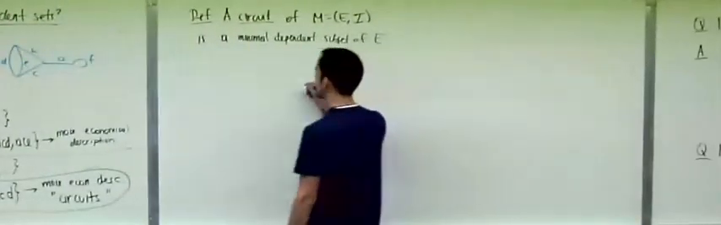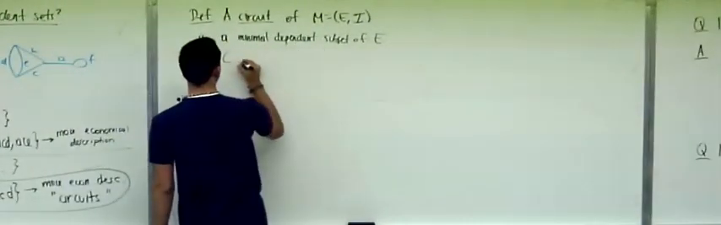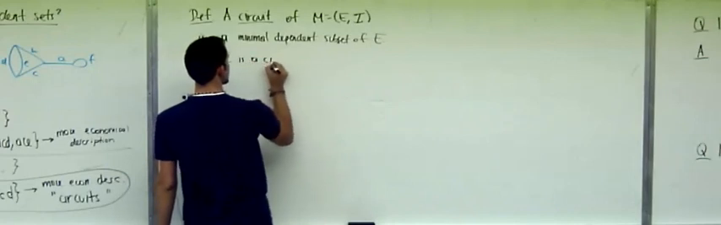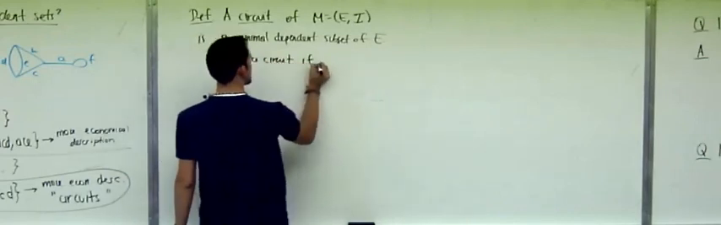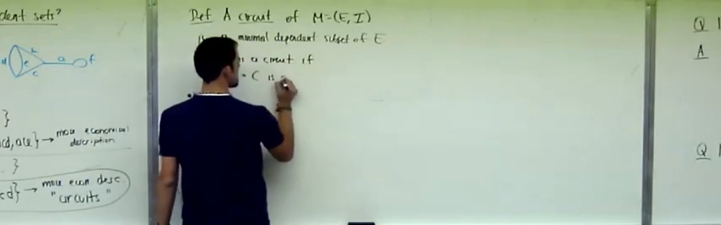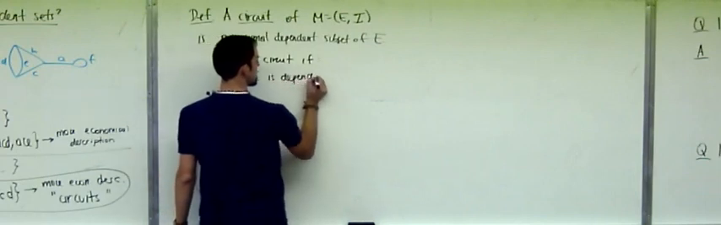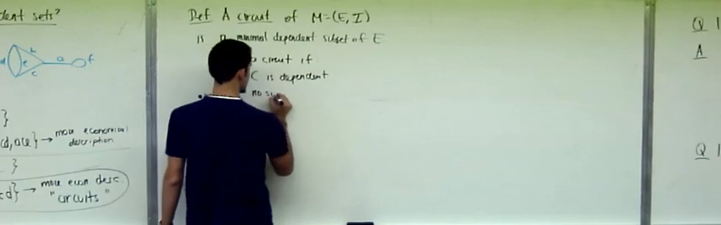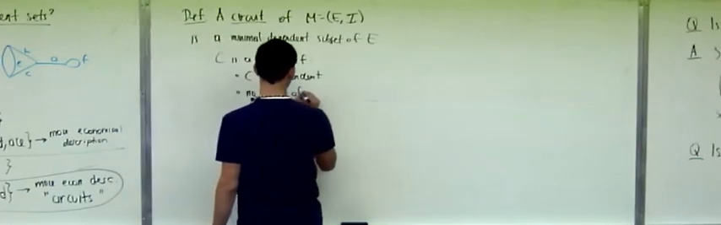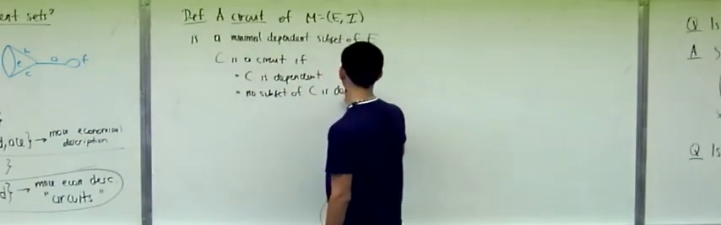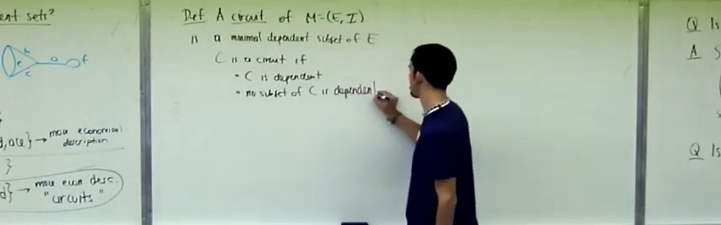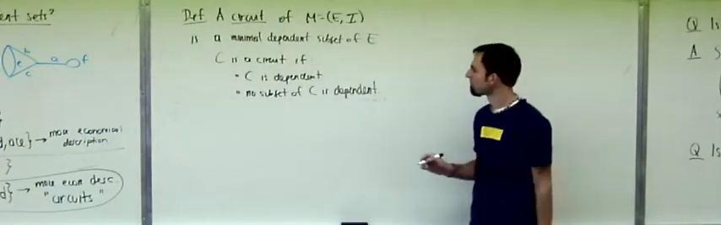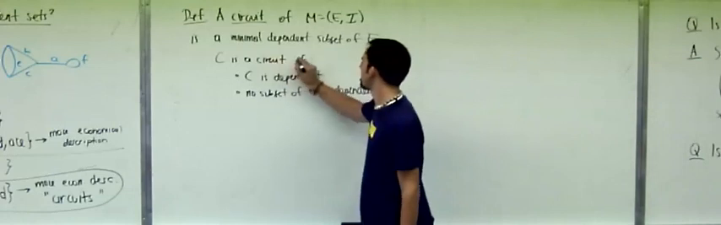So let me say it this way. C is a circuit if C is dependent and no subset of it is dependent. That's what it means. Okay.